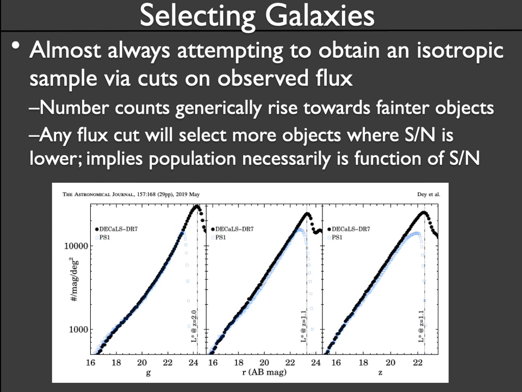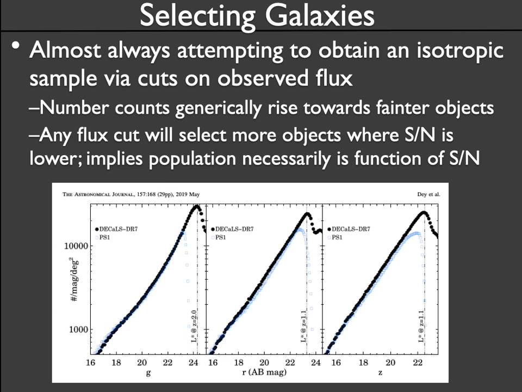And though these cuts should help in giving you a sample that you should be able to model and should be relatively constant, there's always going to be scatter in these cuts, and that scatter will introduce anisotropy in your sky distribution.